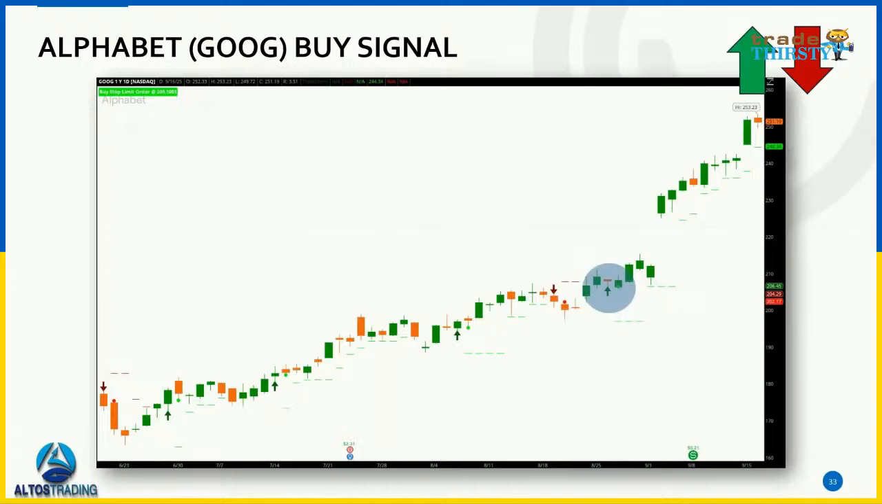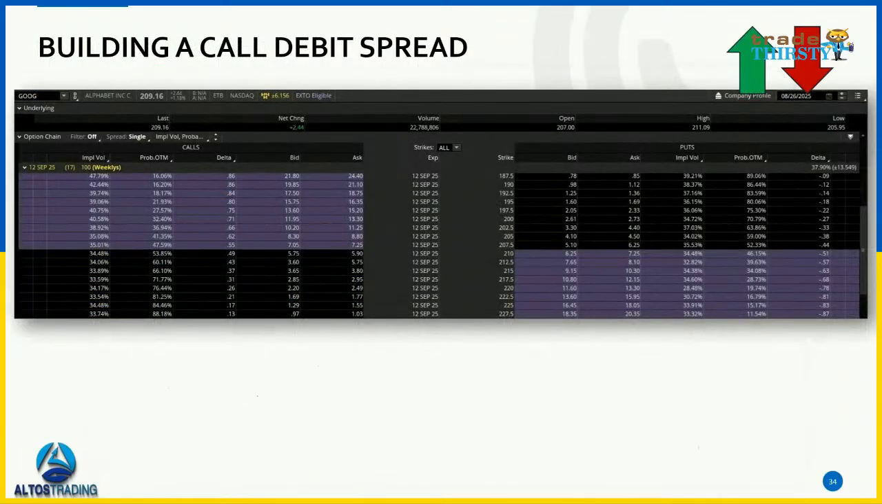Okay, this buy signal came in August. All right, and it told us to initiate a bullish position if Alphabet trades up to 209.10. All right, so on August 26th, it triggered. Alphabet traded up to 209.16. So in this case, we'd want to go over to the call side of the chain because we're bullish and we got a buy signal.